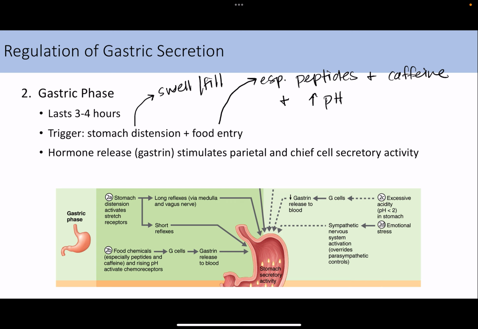Things that can inhibit this phase are excessive acidity. So our pH in the stomach should be around a 2.5. If it drops below 2, that is too acidic. And then stomach secretions will slow down, to give time to make it rise back to its normal range. Also emotional stress. If you're under emotional stress, this is going to turn on your sympathetic nervous system, which is going to slow down your parasympathetic, and gastric juices will also slow down in that case.